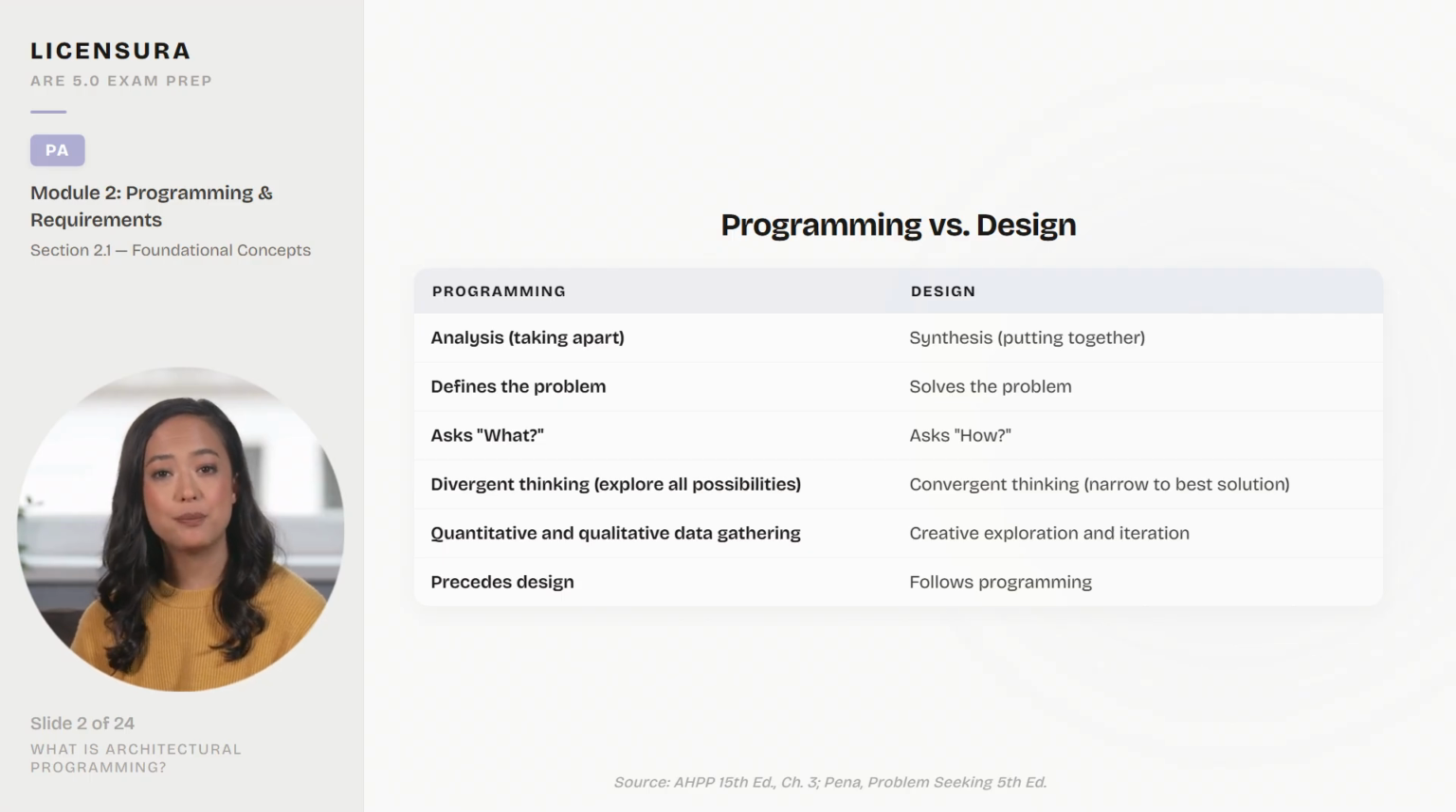This table draws the most important distinction on the entire PA exam. Programming is analysis, taking the problem apart to understand it. Design is synthesis, putting a solution together. Programming asks what? Design asks how. If you remember nothing else, remember this. Programming precedes design, and mixing them together is the fastest way to build the wrong building. The exam will present scenarios where someone is designing during programming, and the correct answer is always to stop and finish defining the problem first.